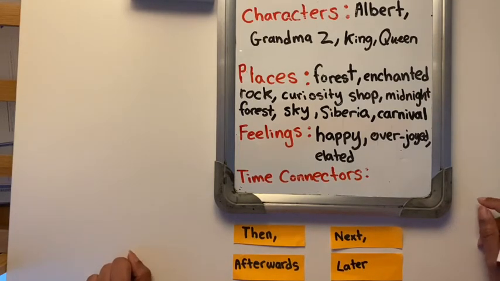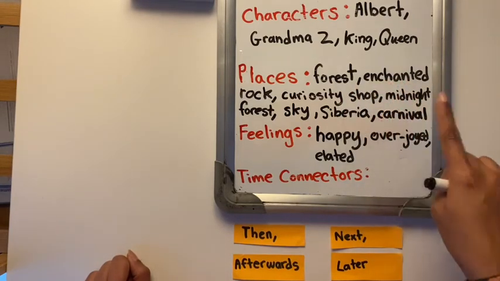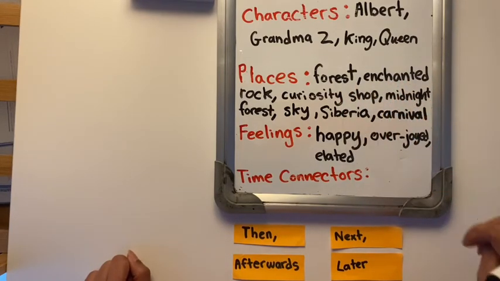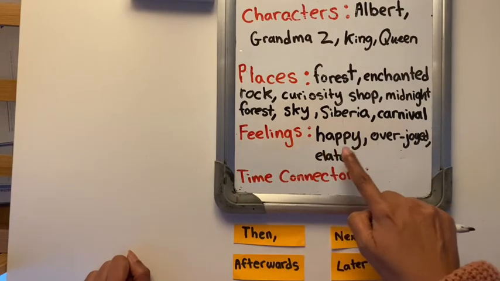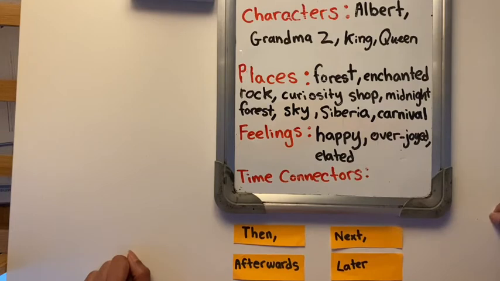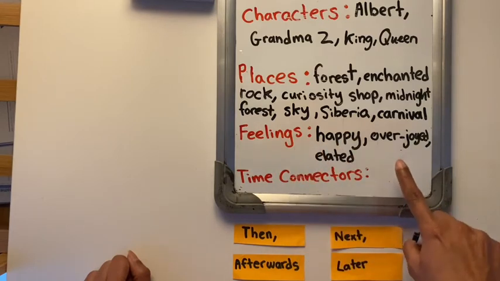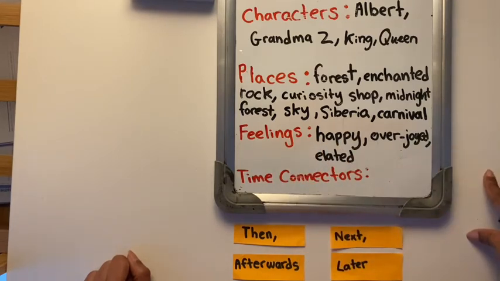Now remember, for your retelling, you want to talk about not only where they went, but what Albert and his grandmother did as well. And how did he feel? How did his feelings change? Remember at the start, he was feeling quite sad and disappointed. How have his feelings changed? Remember to keep all those things in mind as well. Have fun, children.